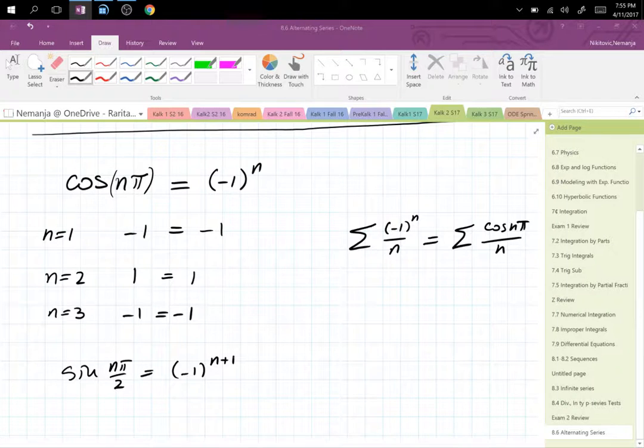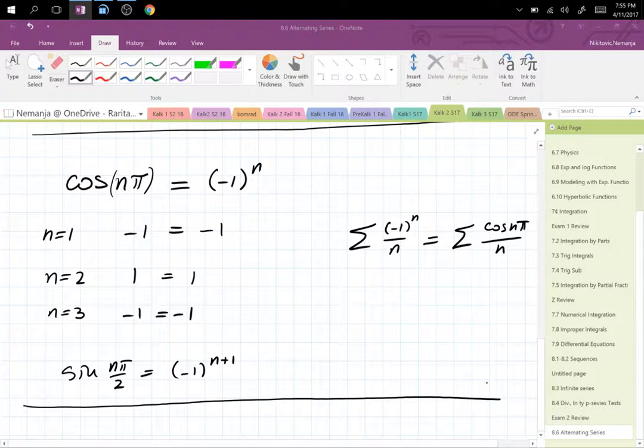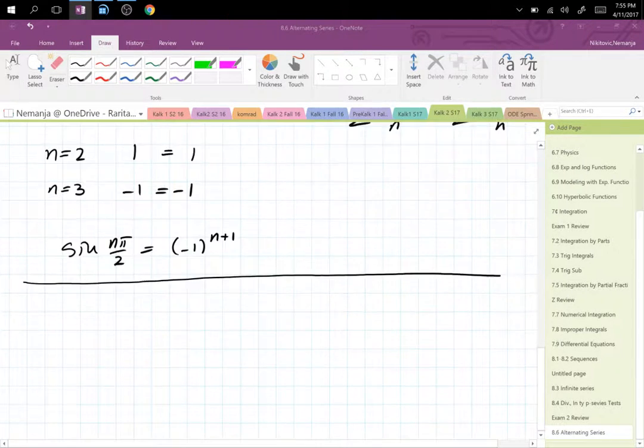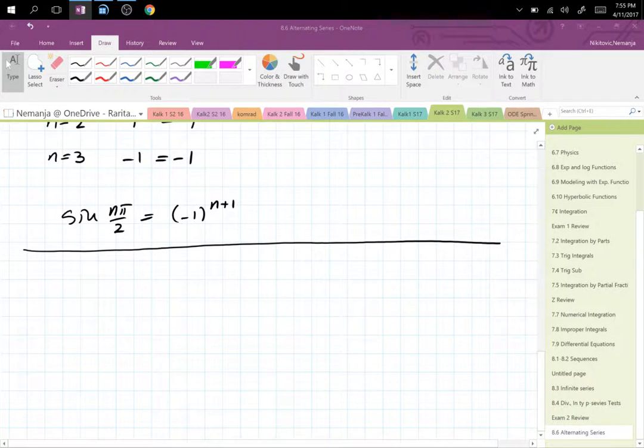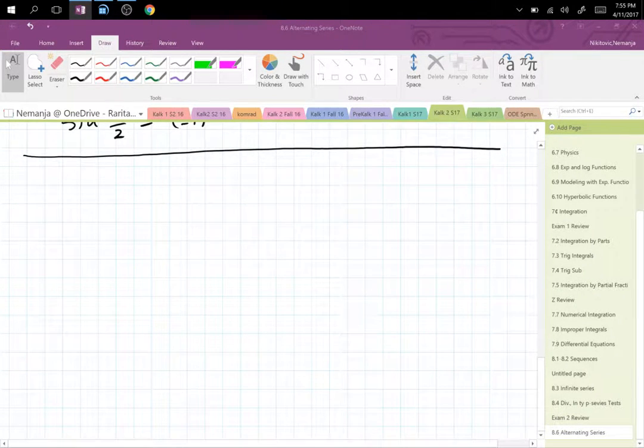So this is what we get. You can have these do the same thing for you. So these are the ones that you have to be careful with. But if you have cosine of n, you can just ignore it. So watch for them pi's.